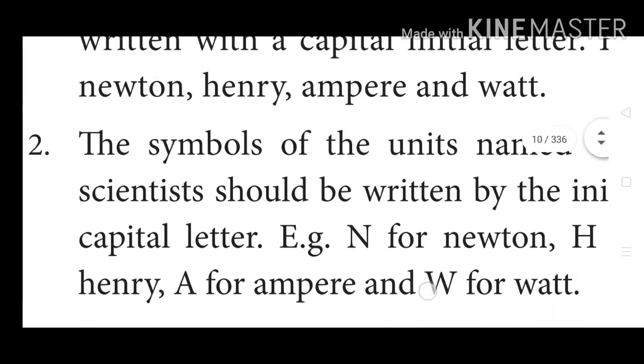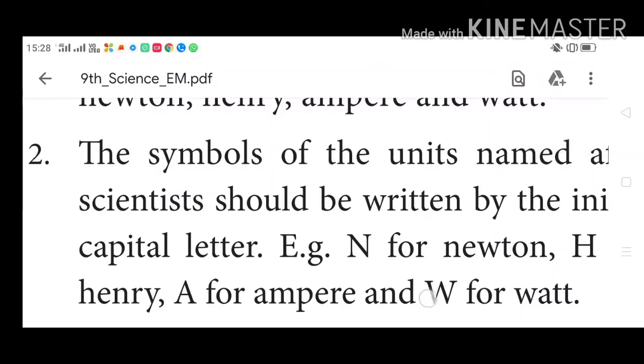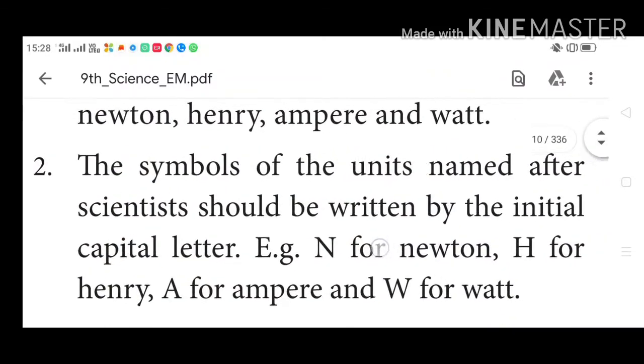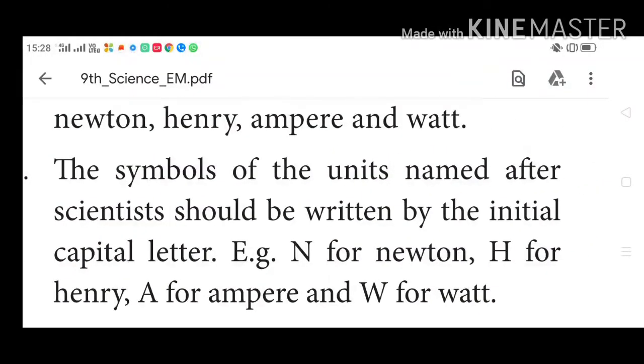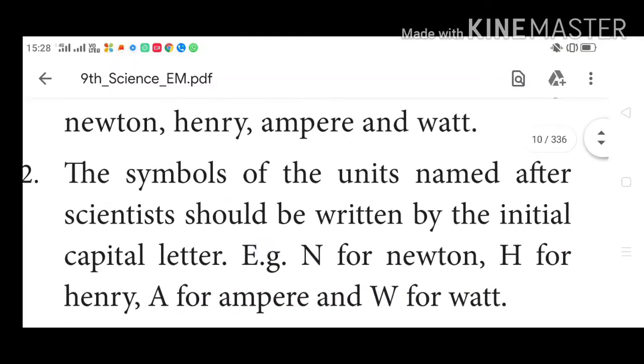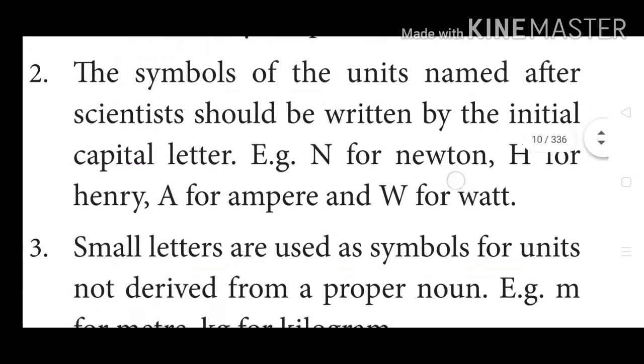Second point, the symbol of a unit named after a scientist should be written with an initial capital letter. Example, N for newton, H for henry, A for ampere, W for watt. Symbol means we should use a capital letter. Name means we should use small letters. This is the difference between points 1 and 2.